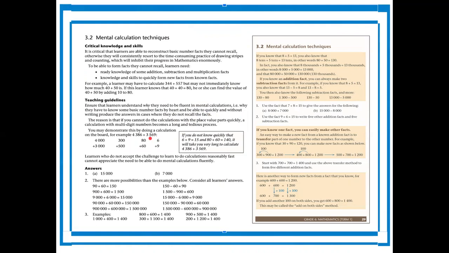You may demonstrate this by doing a calculation on the board. For example, 4,386 plus 3,569. If you do not know quickly that 6 plus 9 is equal to 15 and 80 plus 60 is equal to 140, it will take you a very long time to calculate the whole calculation, 4,386 plus 3,569. So it's just better to know these number facts.